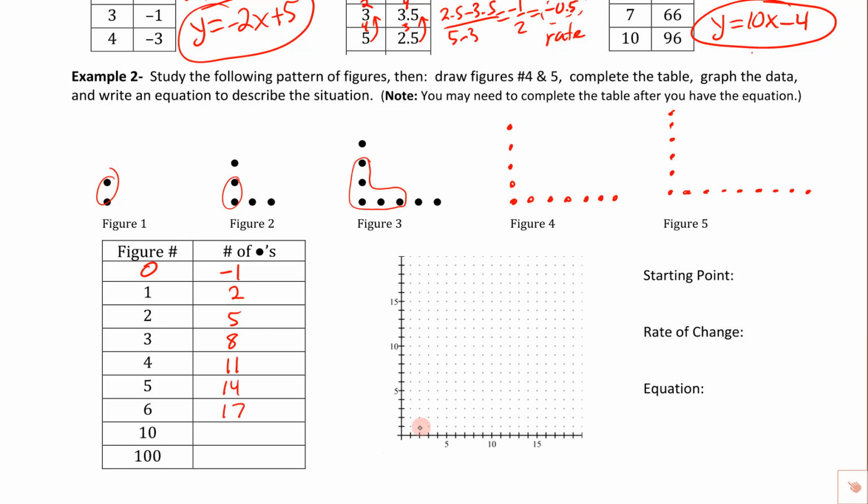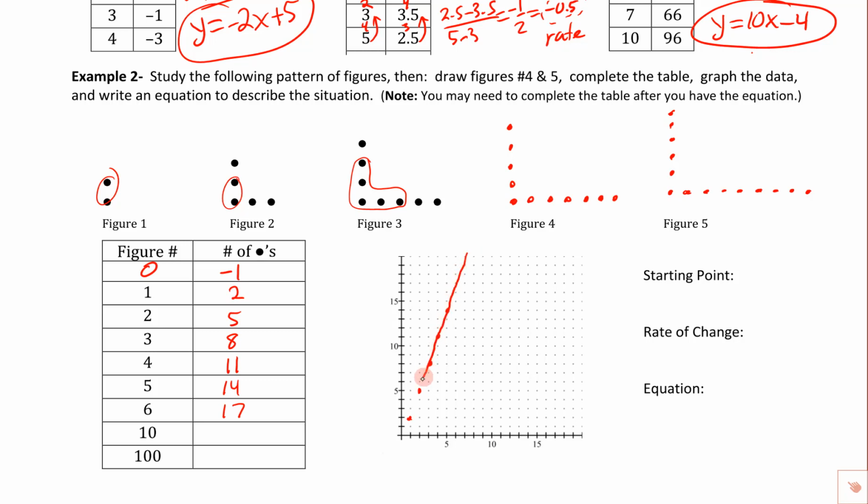So we've got 1, 2, we've got 2, 5, and I'm just doing the ones that we had originally, and then 3, 8. 3, 8 is right here. 4, 11. 4, 11 is right there, and look how that's making a nice line. And then we've got 5, 14. So we've got a line that looks something like this.